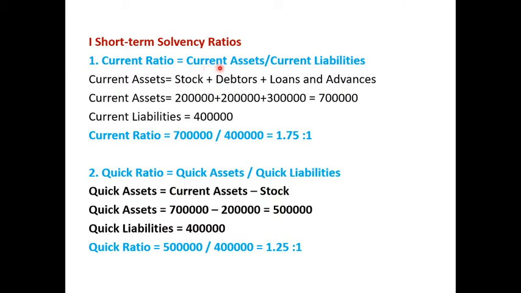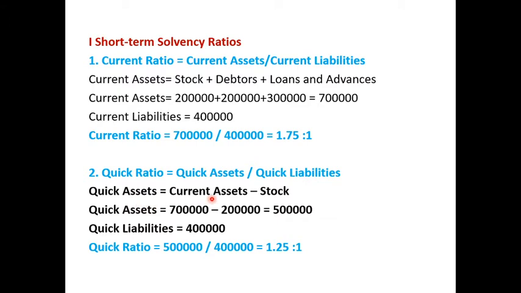Current ratio, the formula is current assets divided by current liabilities. First, we need to calculate the current assets. In the balance sheet, there are three current assets, that is stock, debtors and loans and advances. If we add these three, we get current assets of rupees 7 lakh. Next, current liabilities are given directly, that is 4 lakh. Now, current ratio is 7 lakh divided by 4 lakh, which means 1.75:1.